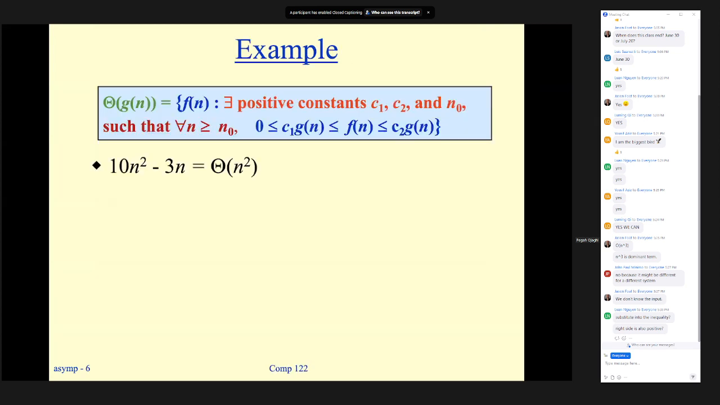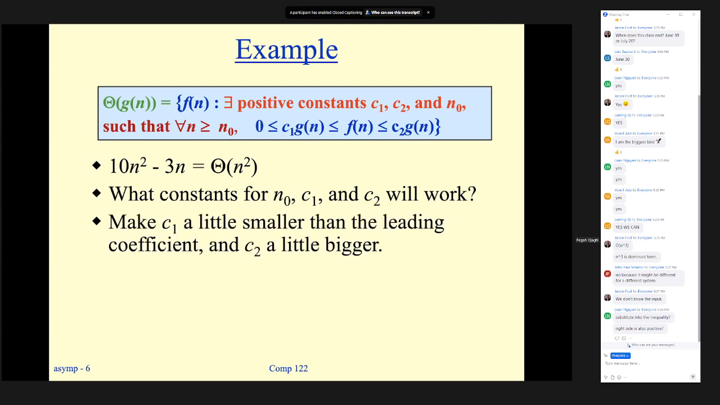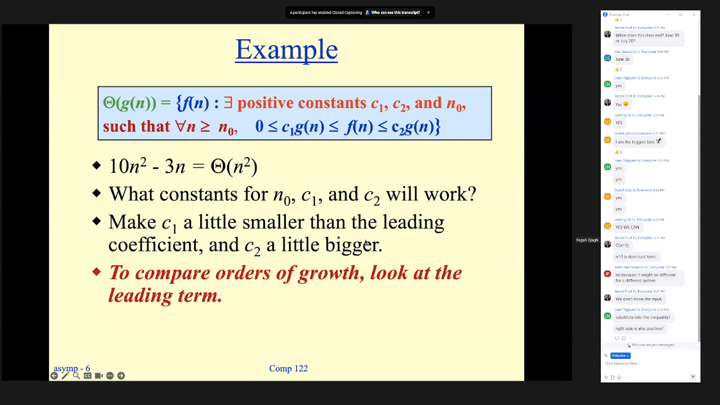Okay, so let's see. We are going to find this one. Make C1 a little smaller than the leading coefficient and C2 a little bigger. We can consider that one too. And to compare order of growth, look at the leading term. For example, find these values, and then you will find this one. Then for the exercise, we want to prove that n squared over 2 minus 3n is going to be this one too.